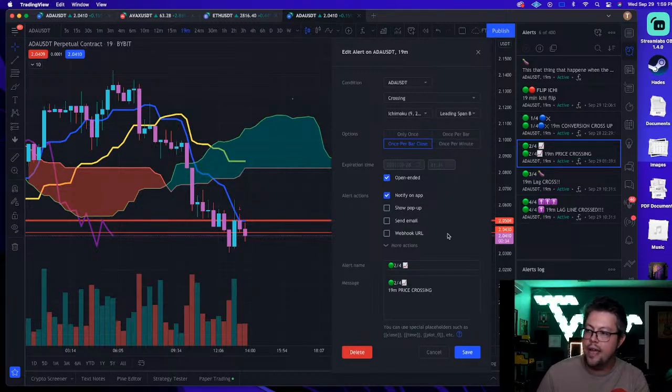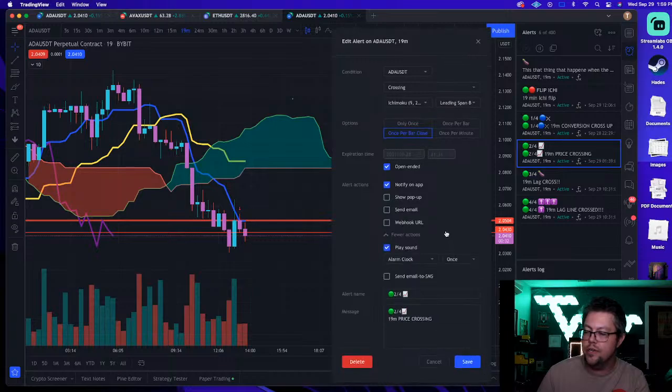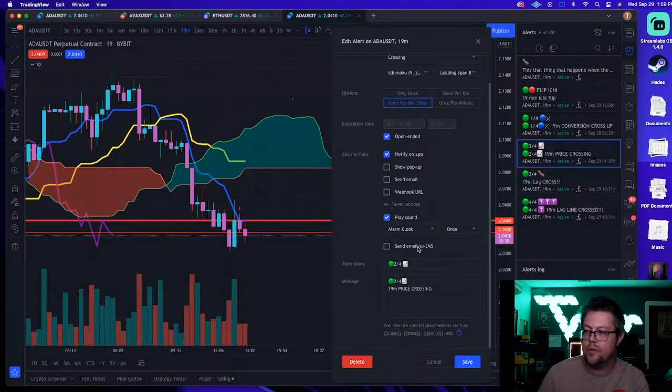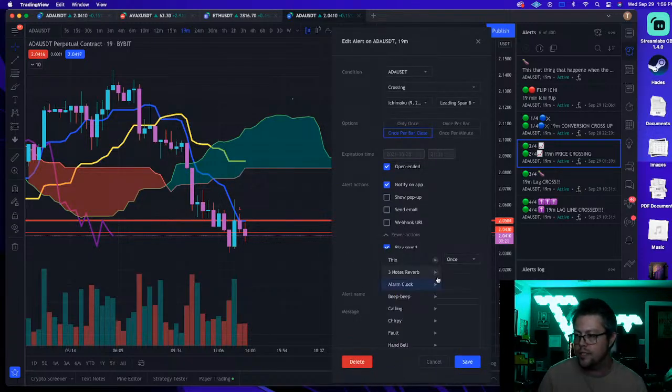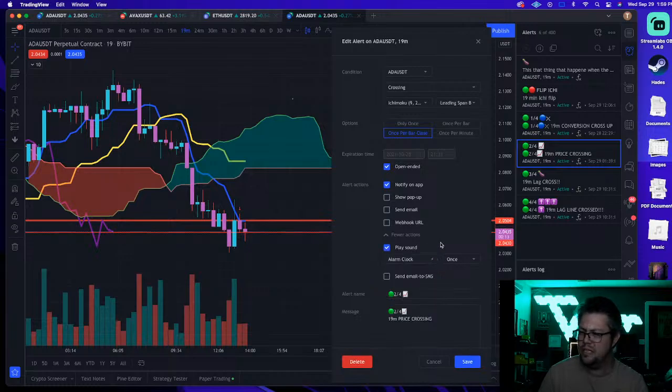So notify on app, we've got our sound is good. It'll just default to that, I believe, after you start setting these up, so you don't have to do it every time. But you could make different sounds. So if you want one to be, say, this awful sound. Okay, I'll do one other. This sound. Okay, no more of those. Please, TradingView, get better sounds. Get good with your sounds. Or allow custom sounds, because that's awful.